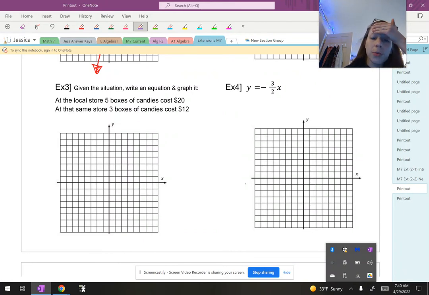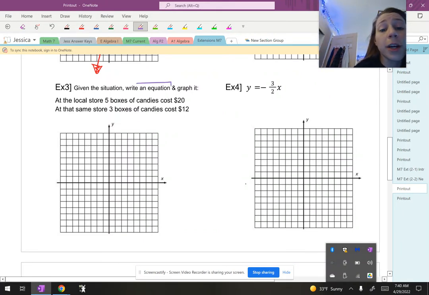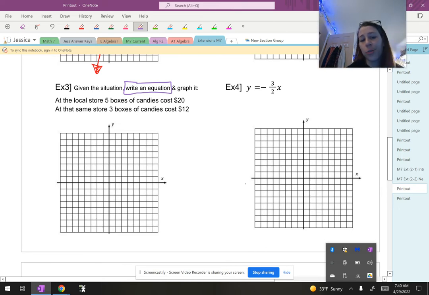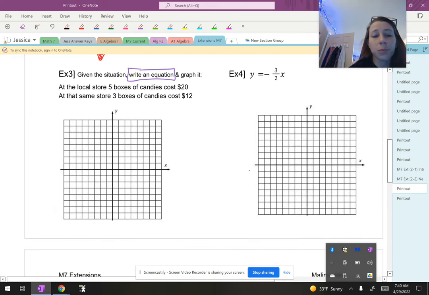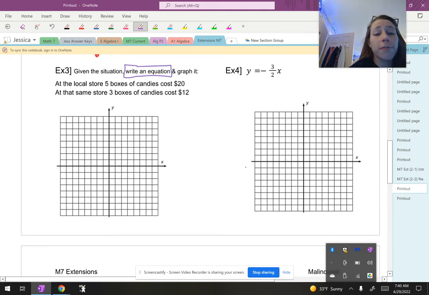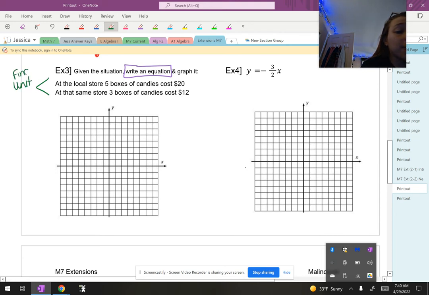So they give you this situation. They want you to first write an equation and then use your equation to graph. So at the local store, 5 boxes of candy cost $20. So remembering old school unit 5, we need to find a unit rate first.